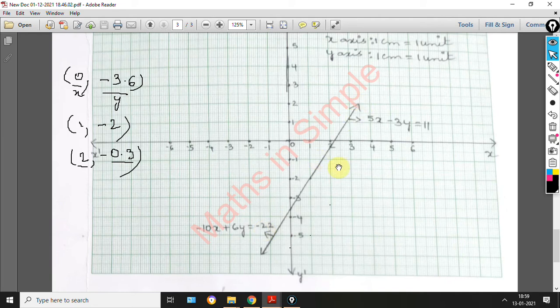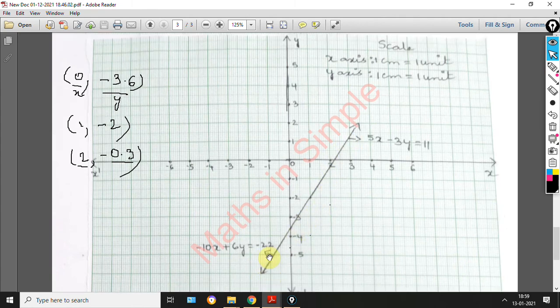One line is coming on another line. If we plot for the second also, we will get the same. Again we draw by joining those points only and we get the same position. This line is for minus 10x plus 6y equal to minus 22. For this equation also we are getting the same line, meaning they are coinciding, lying one above the other. So here we have shown that they are consistent and lie one above the other.